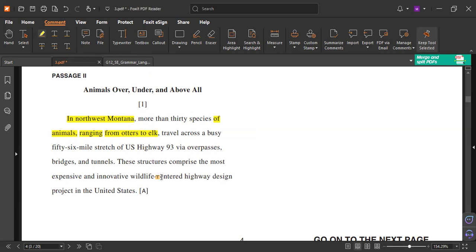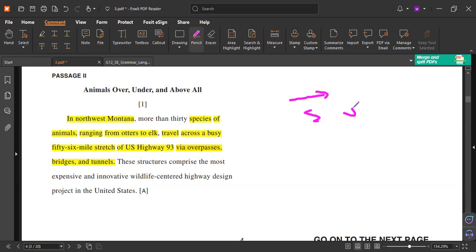Again, now together, let's find the subject and the verb of this sentence. Look: across, prepositional phrase; of, prepositional phrase; via, prepositional phrase; and all of this, a prepositional phrase. Look, I delete all the phrases. Now, more than 30 species travel: subject and verb, plural. Easy or hard? So if you delete all the phrases, you can find the verb easily.